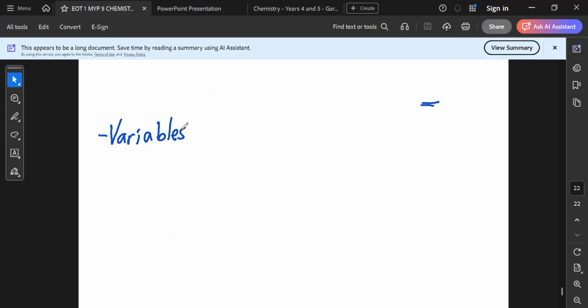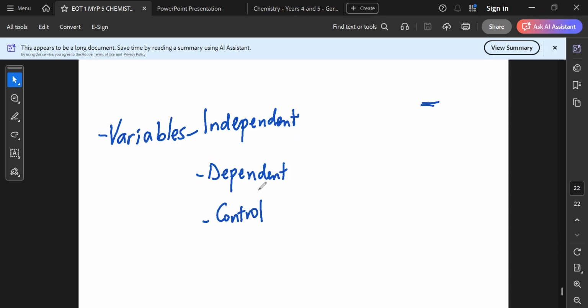Yes, that's right. One of them is the independent variable. That's very good from you. The other one is the dependent variable. Then the last one are what we call the control variables. So the things you need to know as an inquirer, you need to know how to identify these variables within an experiment. Now, all these factors and variables can be found in the stem of the question.